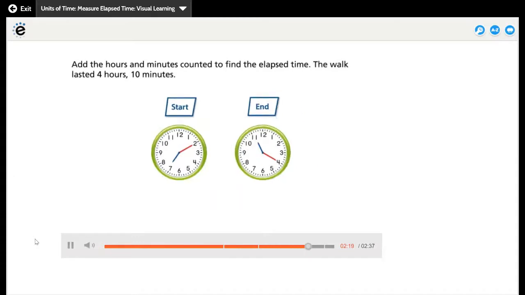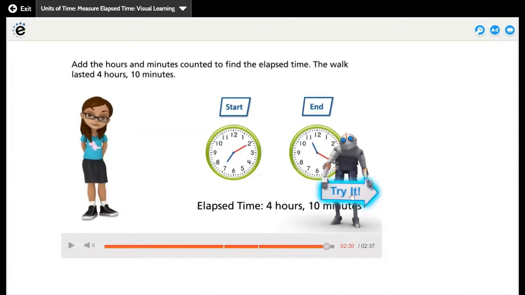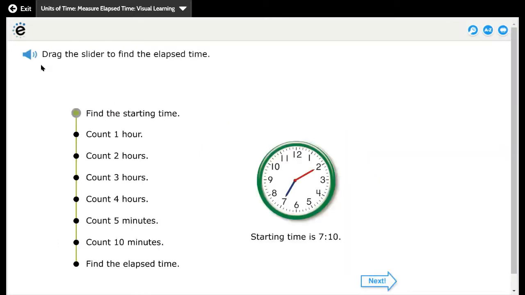Add the hours and minutes counted to find the elapsed time. The walk lasted 4 hours, 10 minutes. That's a lot of walking. Let's try. Drag the slider to find the elapsed time.